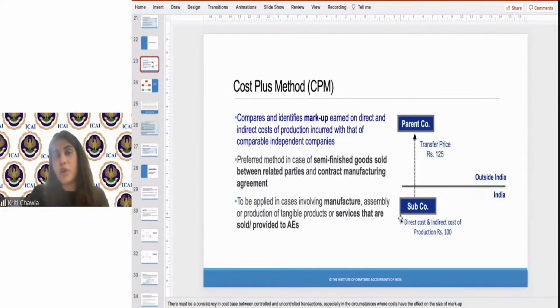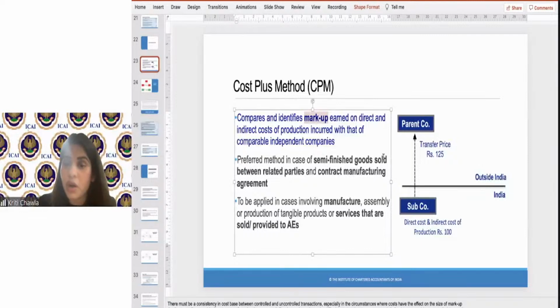If these profit margins on the cost price match, then we are at ALP. So this is what we need to do in a cost plus method. And this is the reason that the slide says that it compares and identifies the markup. Markup basically means this profit markup, in the sense that 125 minus 100, which is 25%.